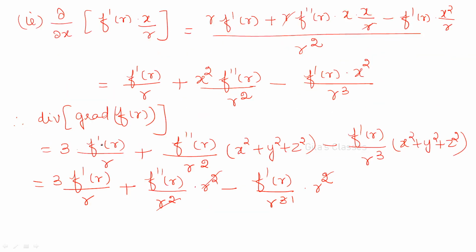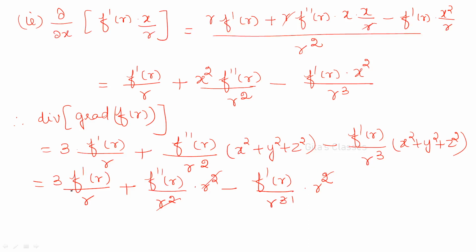So divergence of grad phi is equal to f dash of r by r is common, therefore 3 into f dash of r by r plus f double dash of r by r squared into x squared plus y squared plus z squared, because for the first term we get x squared, second term we get y squared and third term we get z squared, minus f dash of r by r cube into x squared plus y squared plus z squared. We know that x squared plus y squared plus z squared is equal to r squared. So if you substitute, r squared will get cancelled. Here again r squared, and in the denominator we have r cube. So by cancelling we will get r power 1.